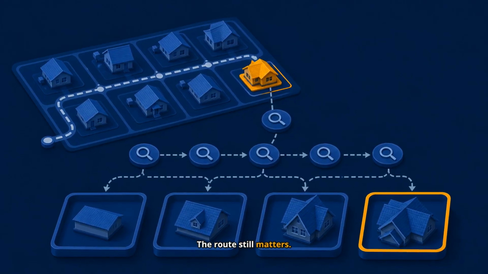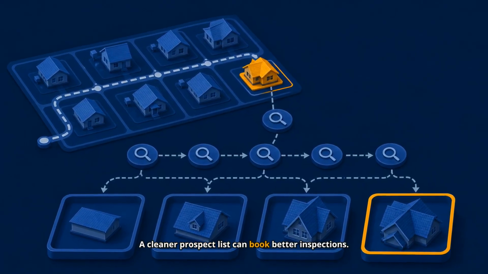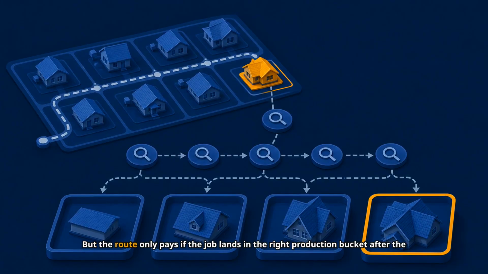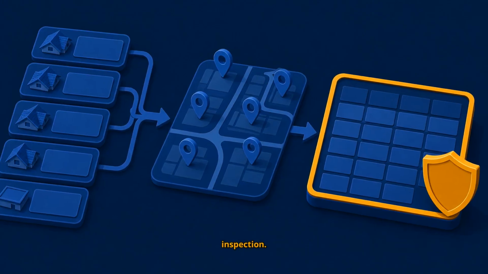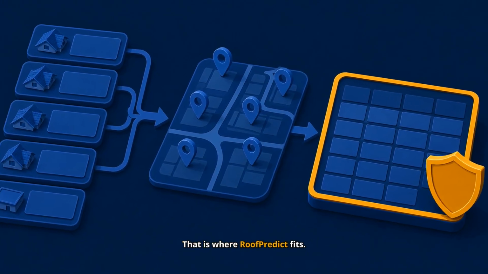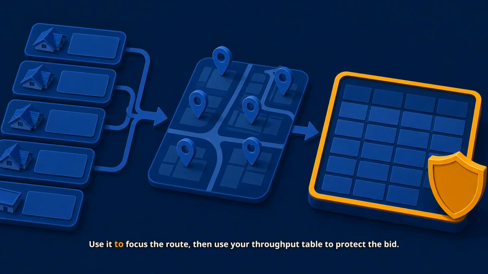The route still matters. A cleaner prospect list can book better inspections. But the route only pays if the job lands in the right production bucket after the inspection. That is where Roof Predict fits. Roof Predict is a roof age list tool. Use it to focus the route, then use your throughput table to protect the bid. Leads first, margin second. Both have to clear.